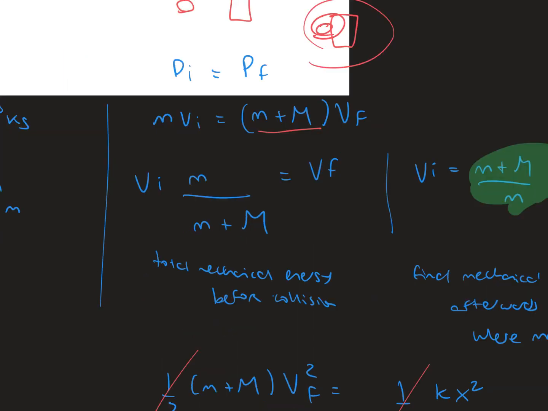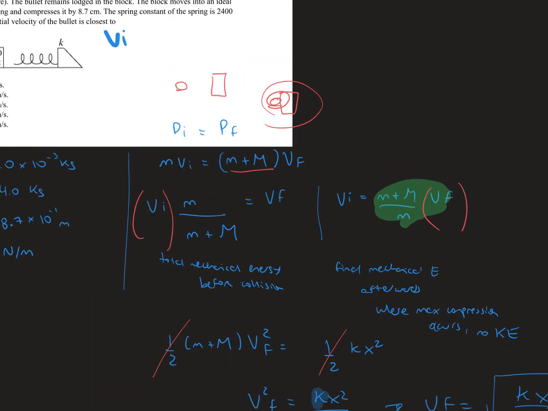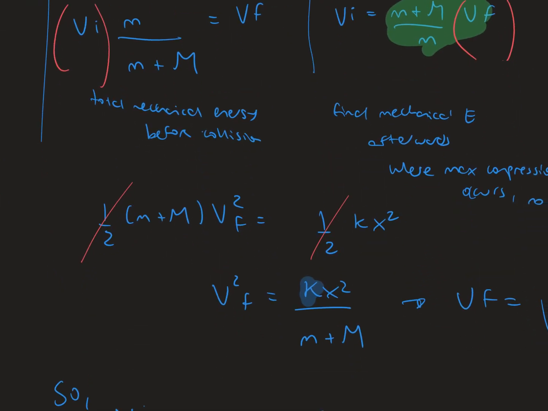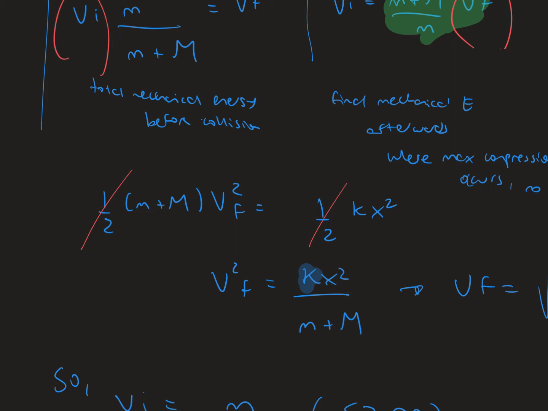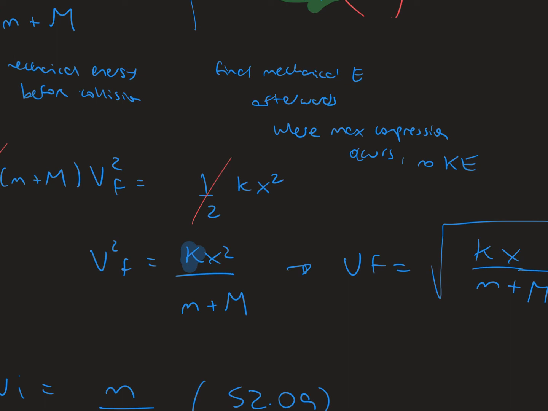As we solve for v final, we get little m divided by little m plus capital M multiplied by initial velocity. Moreover, we can rewrite the initial velocity as little m plus capital M divided by little m multiplied by the final velocity. Then we can set 1/2 times little m plus big M multiplied by v final squared equal to 1/2 k x squared.